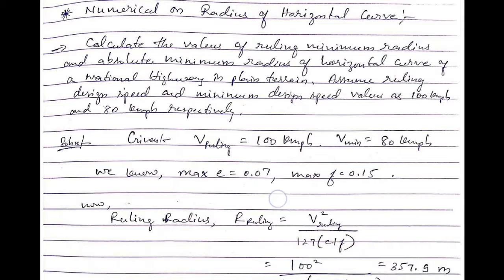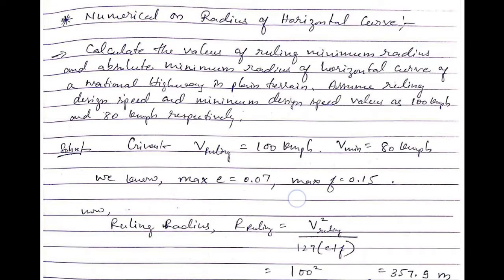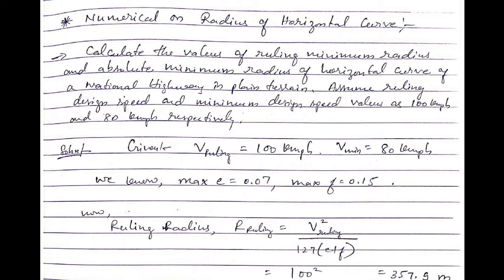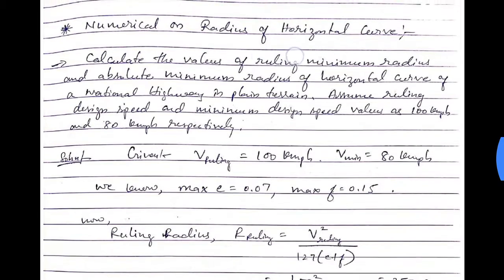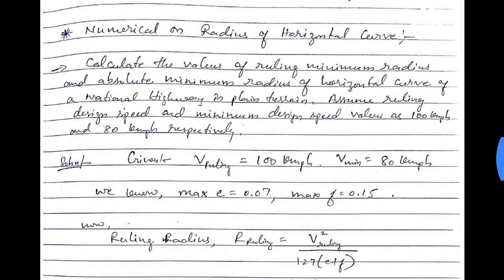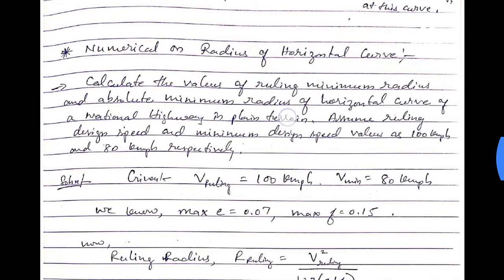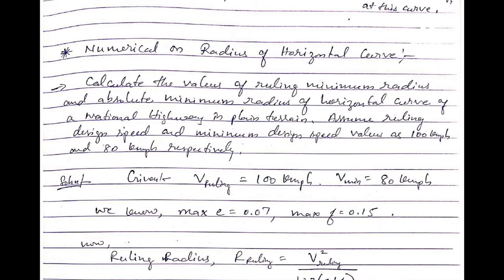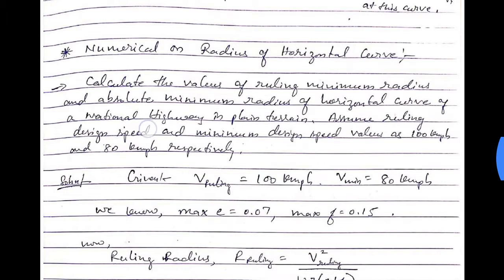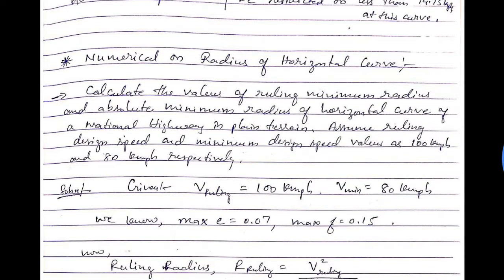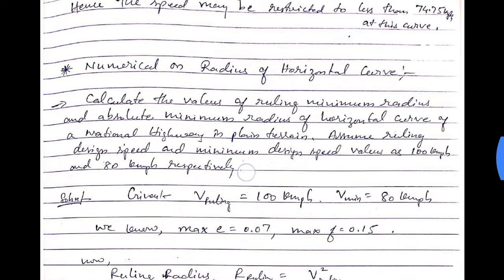We'll now move to the next type of numerical, that is numerical on radius of horizontal curve. Let us have a look at the question. Calculate the values of ruling minimum radius and absolute minimum radius of horizontal curve of a national highway in plain terrain. Assume ruling design speed and minimum design speed values as 100 kmph and 80 kmph respectively.